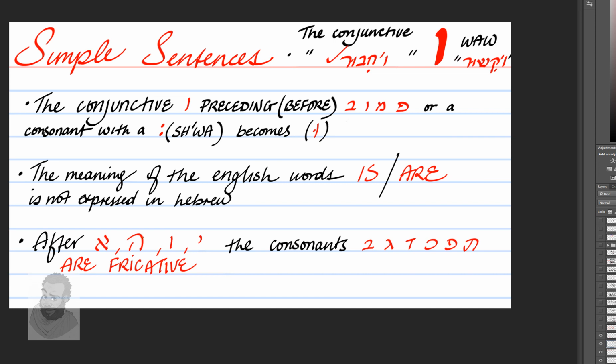After the aleph, the he, the vav, and yod, the consonants, there should be begadkefat, okay: the beth, the gimel, the daleth, the kaf, the pe, and tav are all fricative once they're following these consonants. We'll go on to examples very soon.